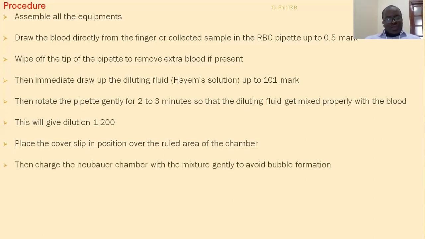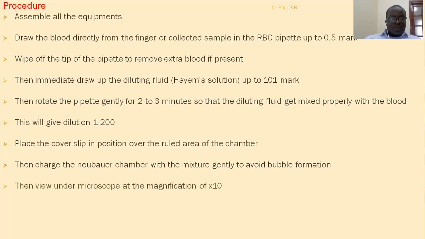And then after that, you charge the Neubauer chamber with the mixture, your diluted blood, avoiding bubble formation. You need to be gentle so that you don't create bubbles, because once you create bubbles, it will interfere with the surface area that you're going to count your blood cells, because where you're supposed to have cells, you're going to have a bubble. So that will interfere with your results. You don't want to have bubbles in there.